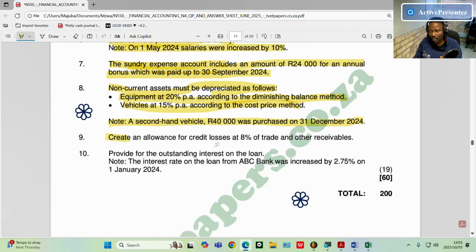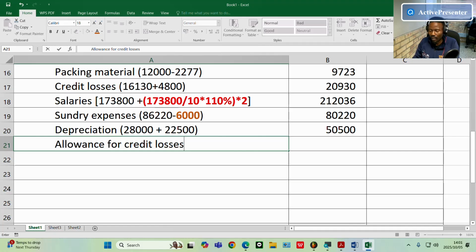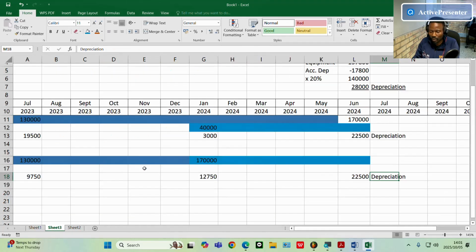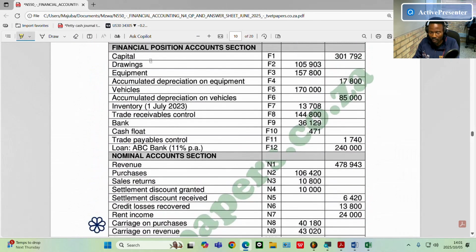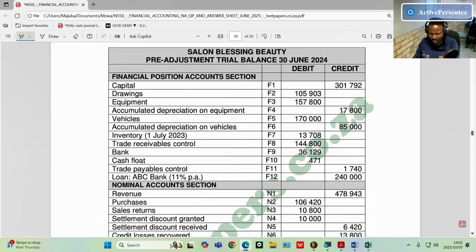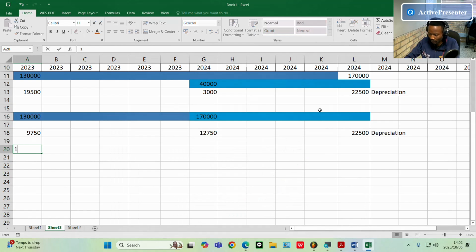It says create an allowance for credit losses at 8% of trade and other receivables. So this is straightforward. We're just going to call it allowance for credit losses. Okay. So basically this is how you do the calculation. You take the account receivables found under the financial position account section. Account receivables here, 144,800. Okay. We take account receivables.